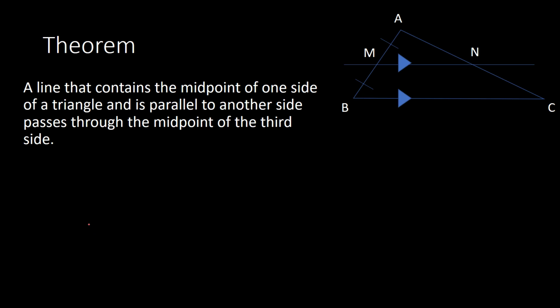The next theorem says that a line that contains the midpoint of one side of a triangle and is parallel to another side passes through the midpoint of the third side. So we see here that we have this triangle, and we draw this line across, MN, and it's parallel to the other side. And it's going through the midpoint of side AB. If you have this picture, then this line that cuts through the midpoint of AB, going through point M, would also cut through the midpoint of AC, hitting it at point N over here. And that is that third theorem.